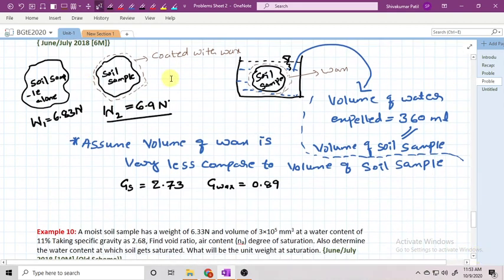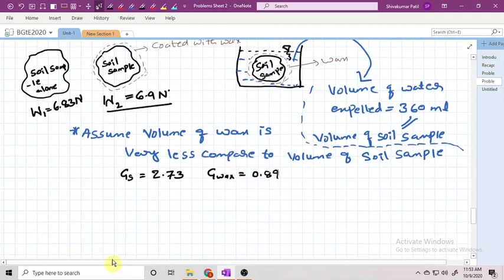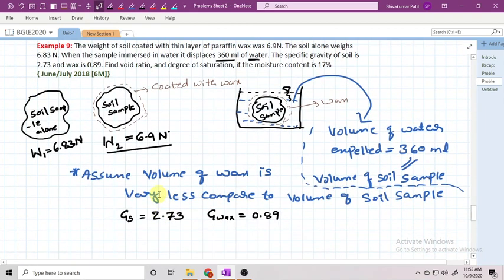What are they asking? They are asking to find the void ratio, that is e, and the degree of saturation, that is S, if the moisture content is 17%. Moisture content is nothing but water content only. So the water content is 17%. These are the things they are asking.